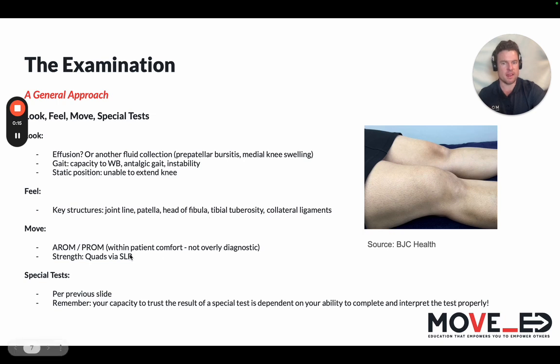Really pay attention to how that person moves before you then jump into the special tests, which overall are not really that special and need to be interpreted with some caution.